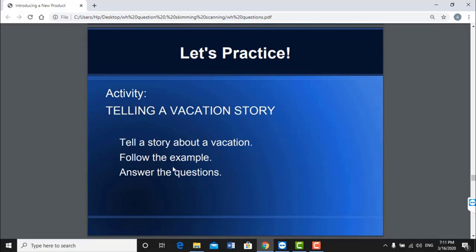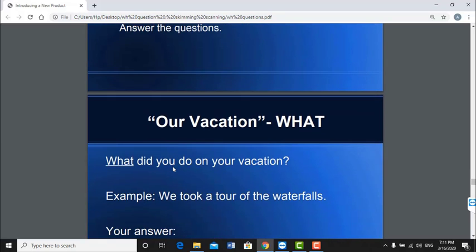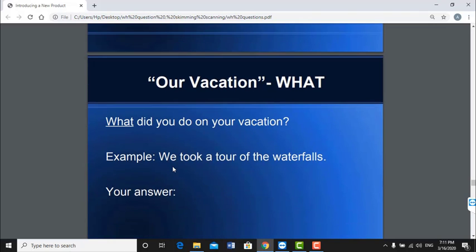Let's practice. Activity: telling a vacation story. Tell a story about a vacation. Follow the example and answer the questions. Our vacation. What did you do on your vacation? Example, we took a tour of the waterfalls.